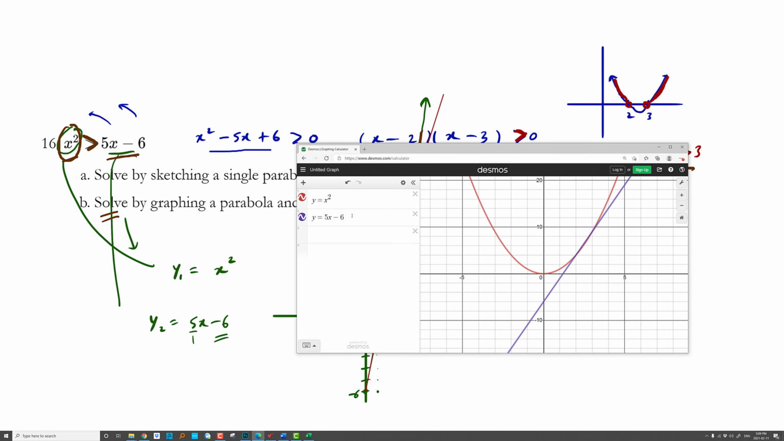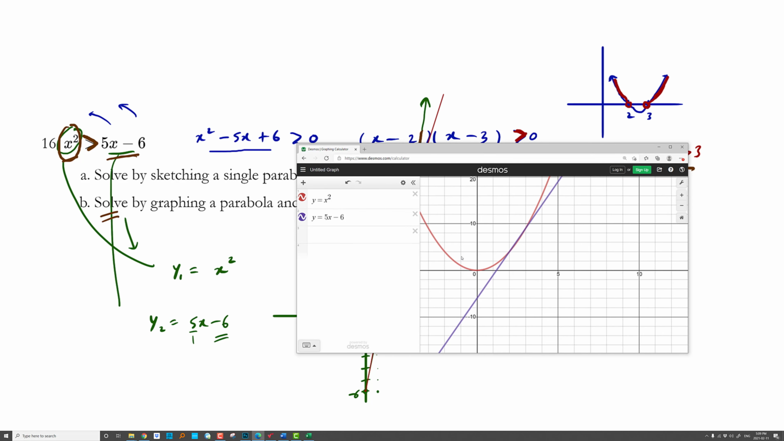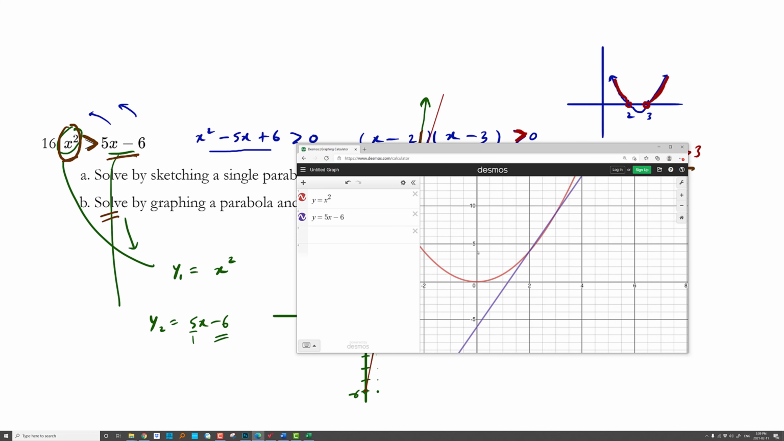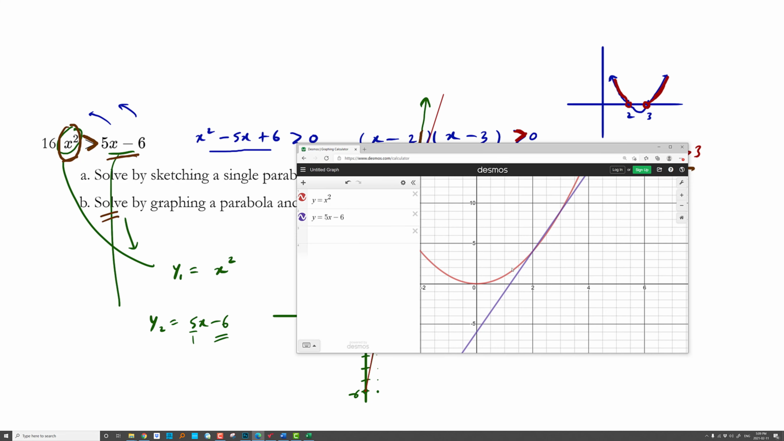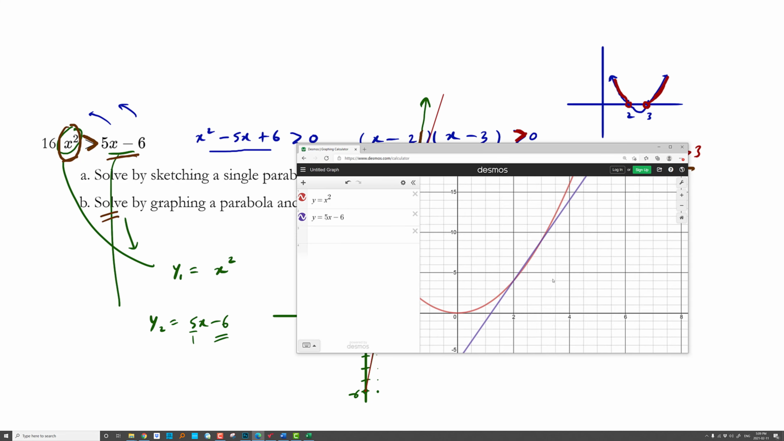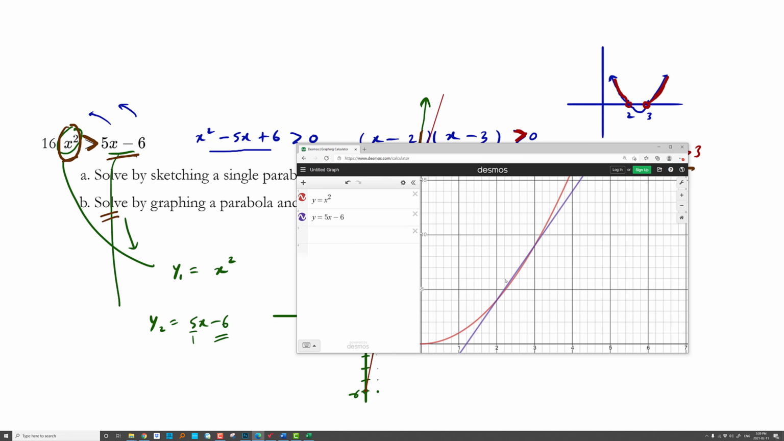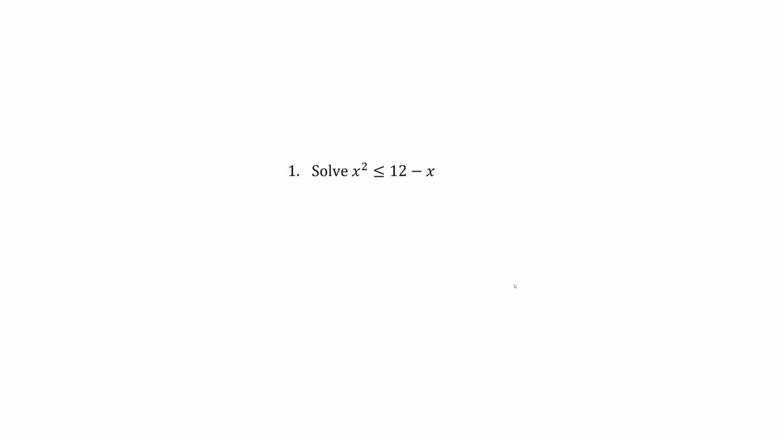So here we typed the two equations into Desmos. It's a little bit hard to see. Clearly the red graph is higher than the purple graph. As you zoom in, you can see that between 2 and 3, the purple graph is actually slightly above the red graph. Okay, now it's your turn.